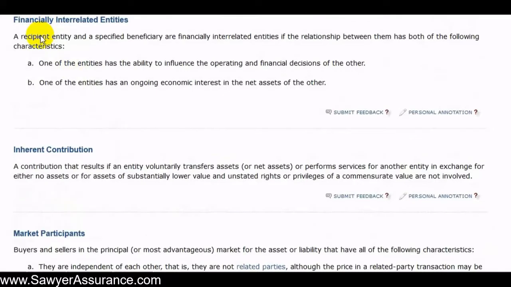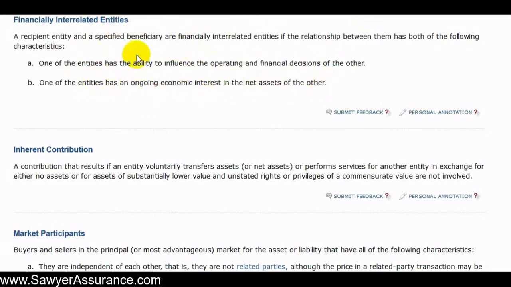And we see the same sentence as what we were seeing before. Recipient entity, the pass-through entity, and a specified beneficiary, the entity that gets the funds in the end, are financially interrelated entities if the relationship between them has both of the following characteristics. So first, one of the entities has the ability to influence the operating and financial decisions of the other, and one of the entities has an ongoing economic interest in the net assets of the other.